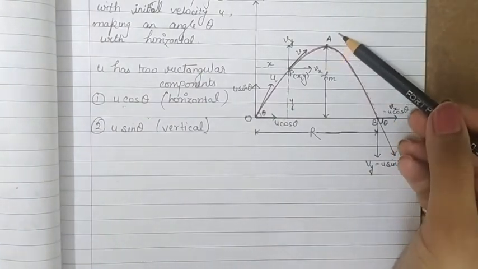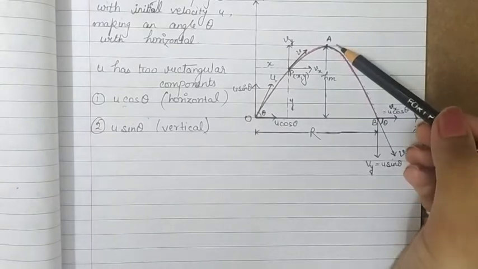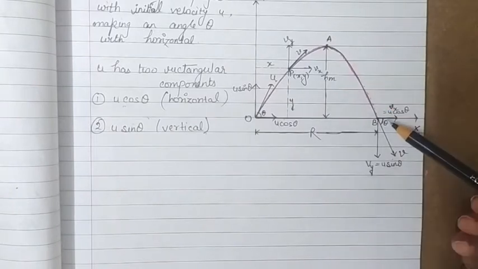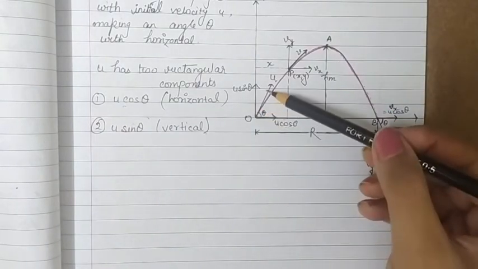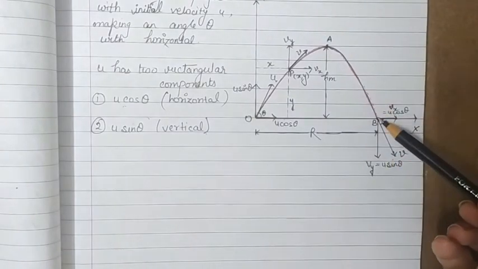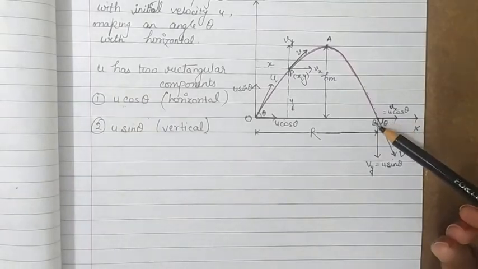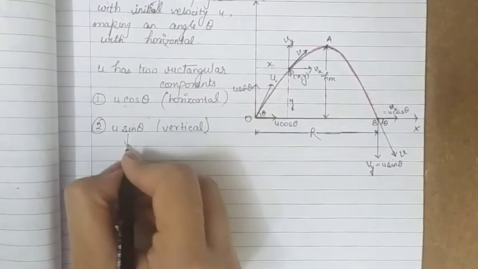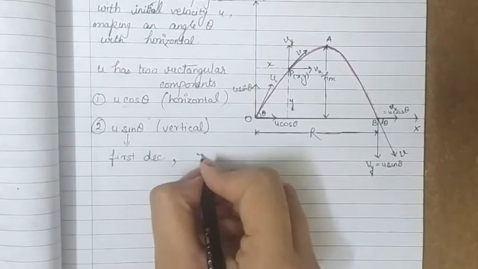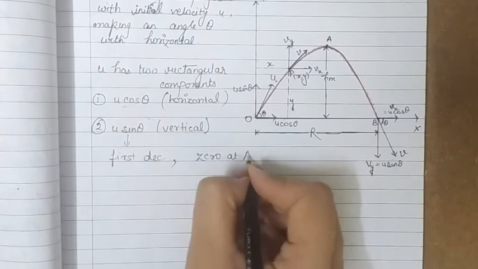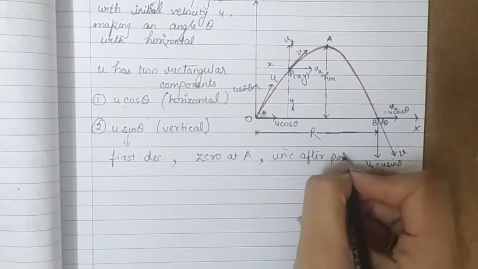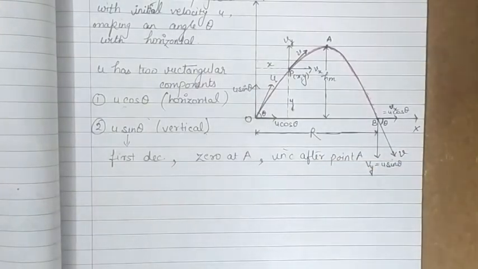In our diagram it is represented by point A, and after that it again increases till the point the projectile hits the ground. So first it decreases up to point A and then it increases up to the point where the projectile hits the ground, right? So u sin theta first decreases, then is 0 at point A, and then increases after point A till the ground. This we have to keep in mind.